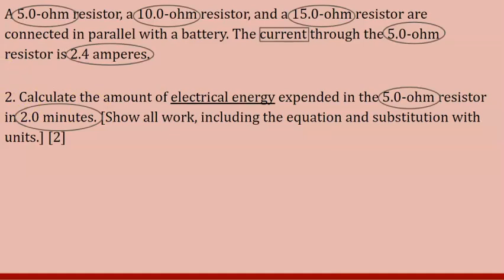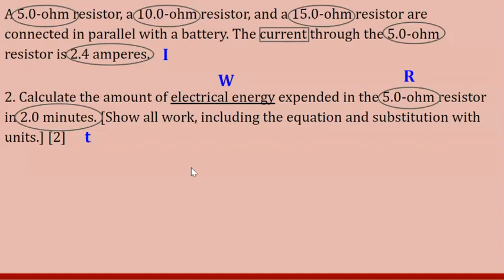I started by annotating with cubes. I circled all my numbers and units. There are a lot of numbers given, but it might help to circle them. I put a box around current. I could have also boxed all the resistors, parallel, battery, but I put a box around current to draw attention to that. And then I underlined electrical energy because it says calculate the amount of electrical energy, so that's what I'm here to do. That's what I'm looking for.